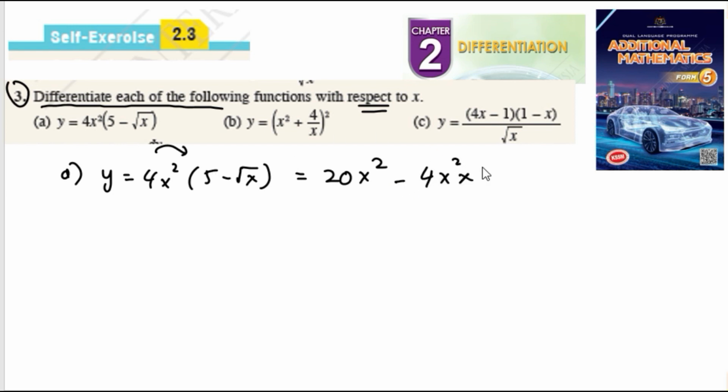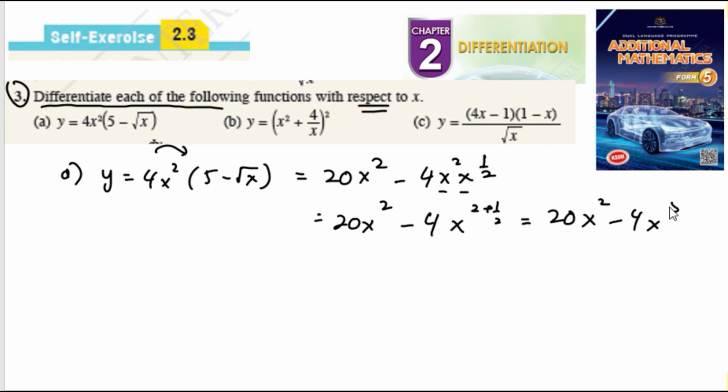√x is equal to x to the power of half. So here we know that when we multiply x with x, we are adding the power. Minus 4, this one will be x to the power of 2 plus half. So here you get 20x squared minus 4x to the power of 5 over 2, because 2 plus half, you get 5 over 2, right?